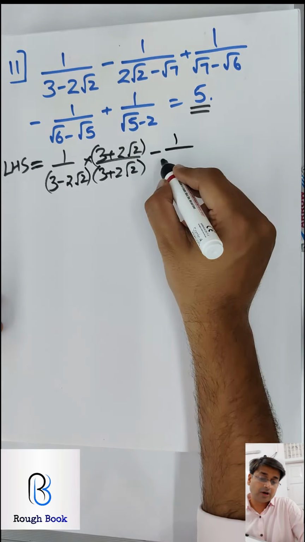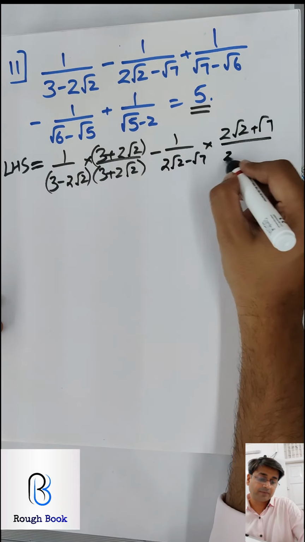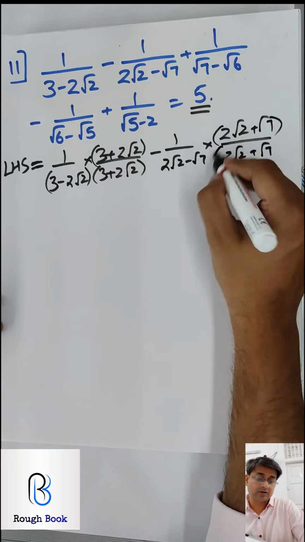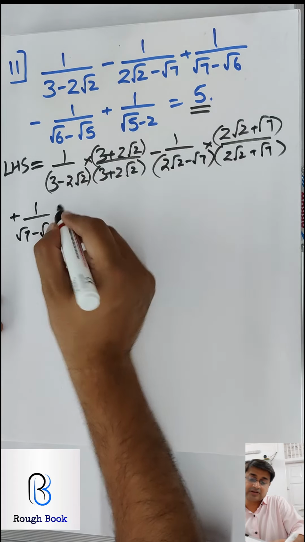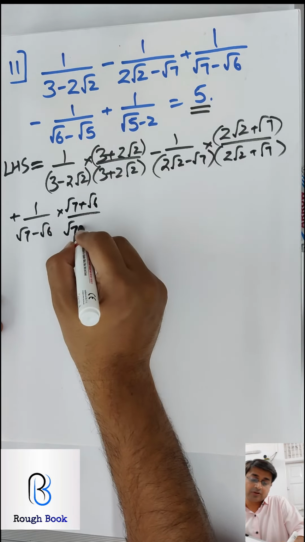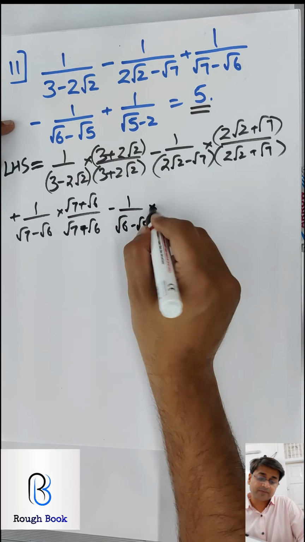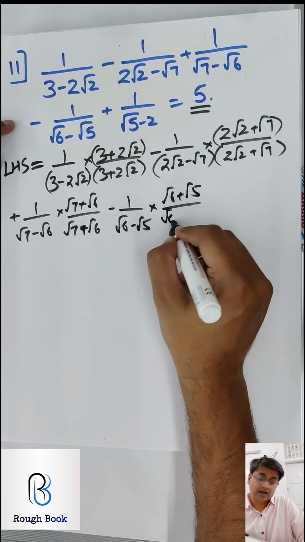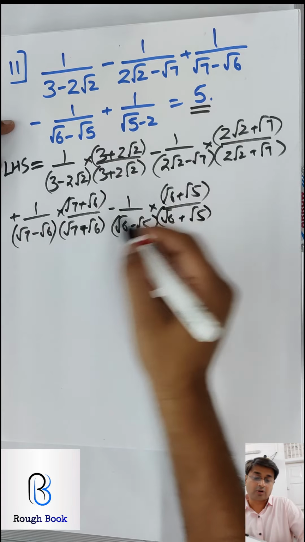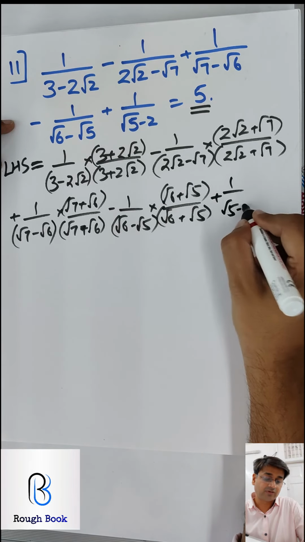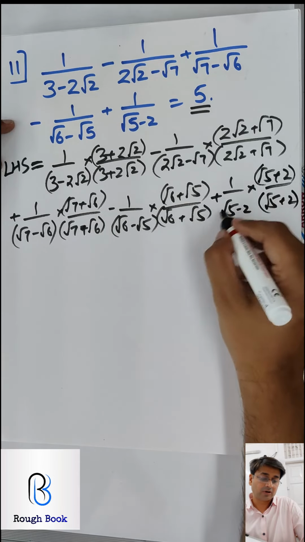Again minus 1 upon 2 root 2 minus root 7 into 2 root 2 plus root 7. So 2 root 2 plus root 7. Again all brackets. Likewise the next one, 1 upon root 7 minus root 6, root 7 plus root 6. The third one, 1 upon root 6 minus root 5, so root 6 plus root 5. What we are doing is only taking the conjugate, nothing else. No rocket science here. And finally root 5 minus 2, so root 5 plus 2, root 5 plus 2. Got it?